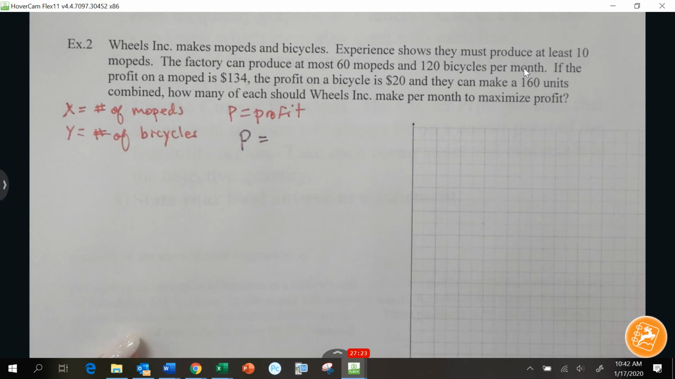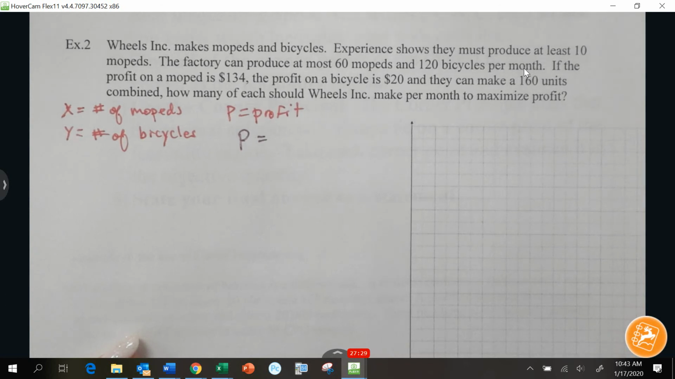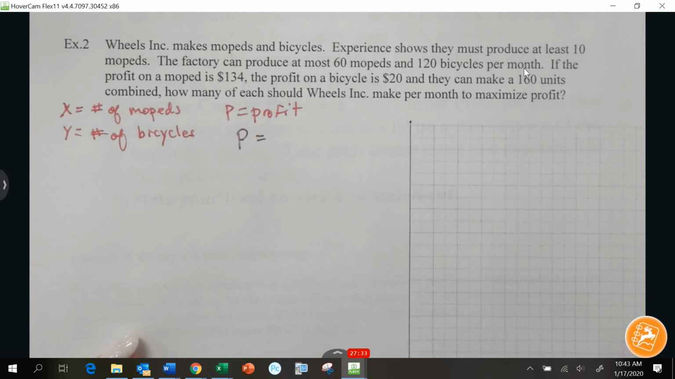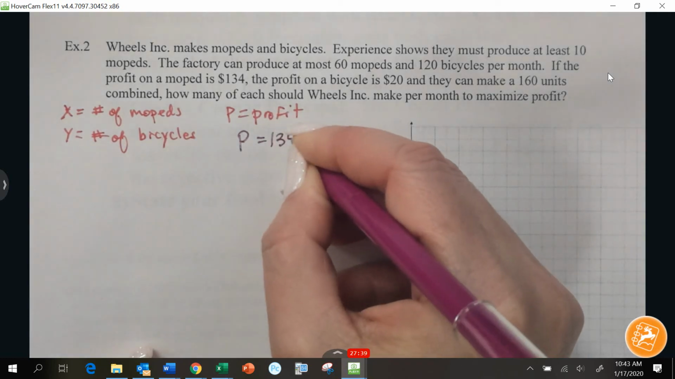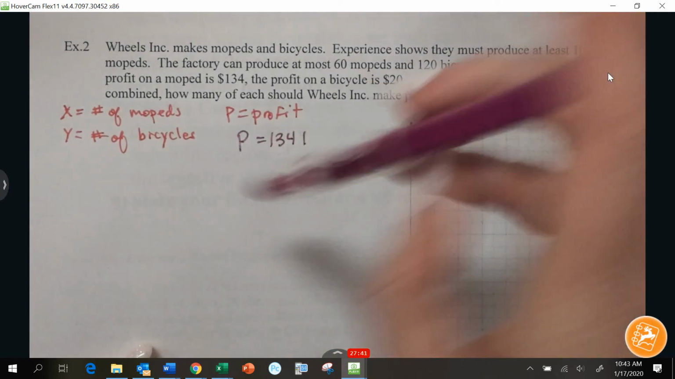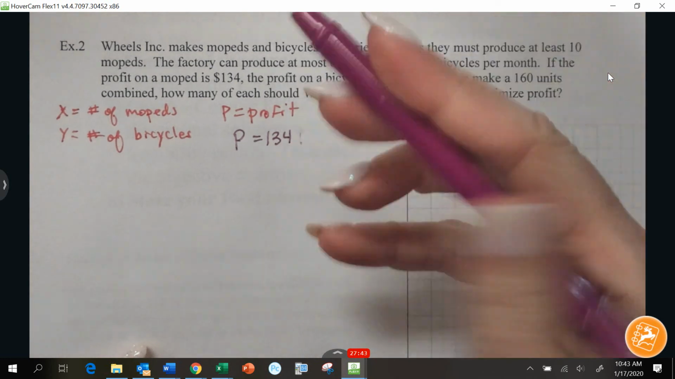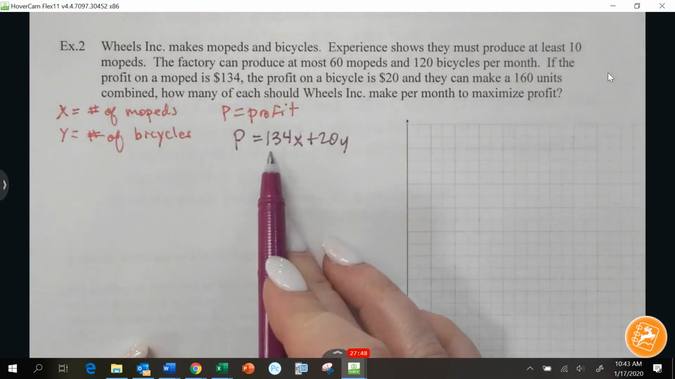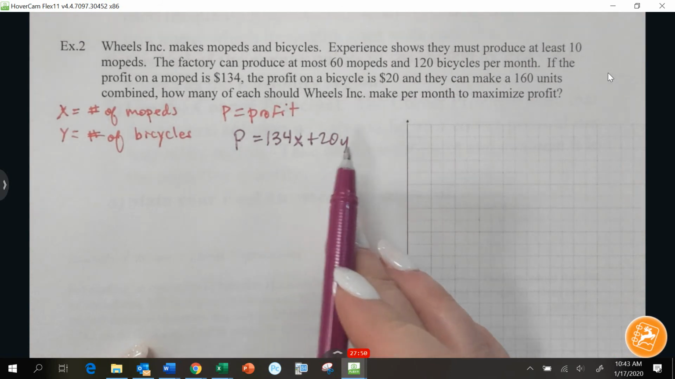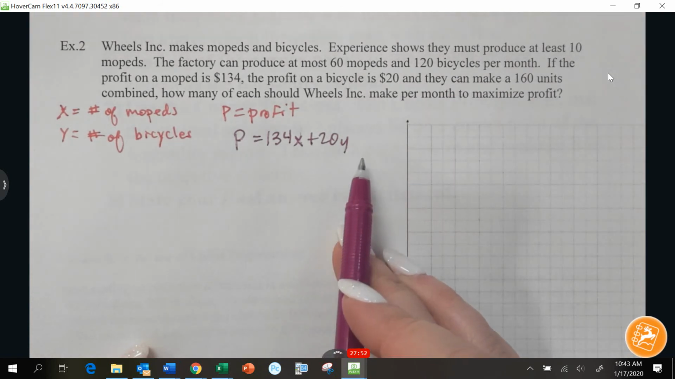That's going to give me profit. There's no money in what you just said. Profit's going to have to be money. So we're looking for money if we're talking about profit. Where's money up here? So 134x, plus, oops, I forgot my x, plus 20y. Right, because it's $134 per moped. $20 per bicycle is our profit. We add them together.